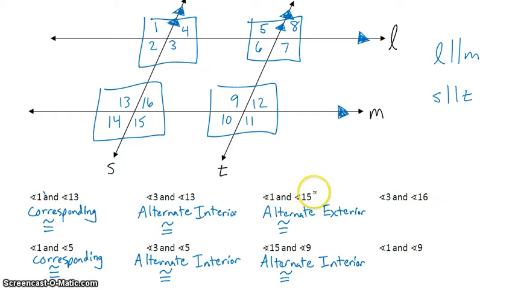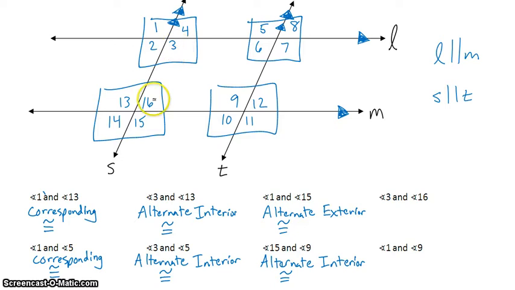So how can angle 15 be exterior one time and interior another time? Well, if I look at 15, 15 is exterior of L and M, it's outside of L and M, and it's in between S and T. So depending on what transversal I have, that's going to determine my parallel lines, and that's going to determine if 15 is going to be interior or exterior.